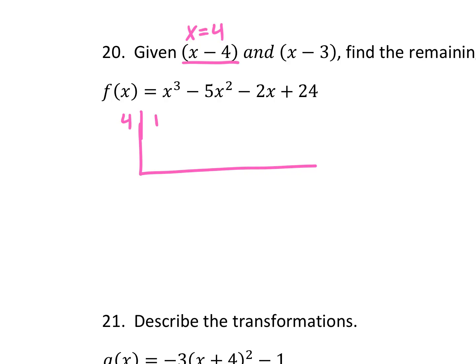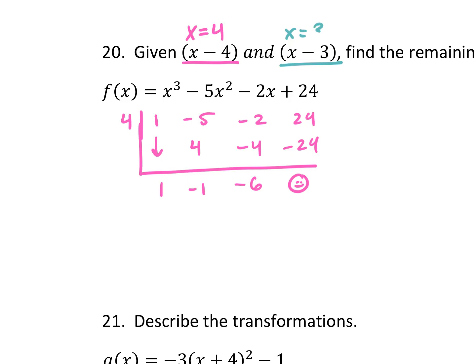We have 1, negative 5, negative 2, and 24 on the inside. Drop down the 1, multiply 4, add negative 1, multiply negative 4, negative 6, negative 24. Does it work? Yes. From here, if you wanted to, you could just factor it and find your remaining zeros, but it also tells us that x minus 3 is a 0, or root. 0 and roots are the same thing. So what else does x equal?